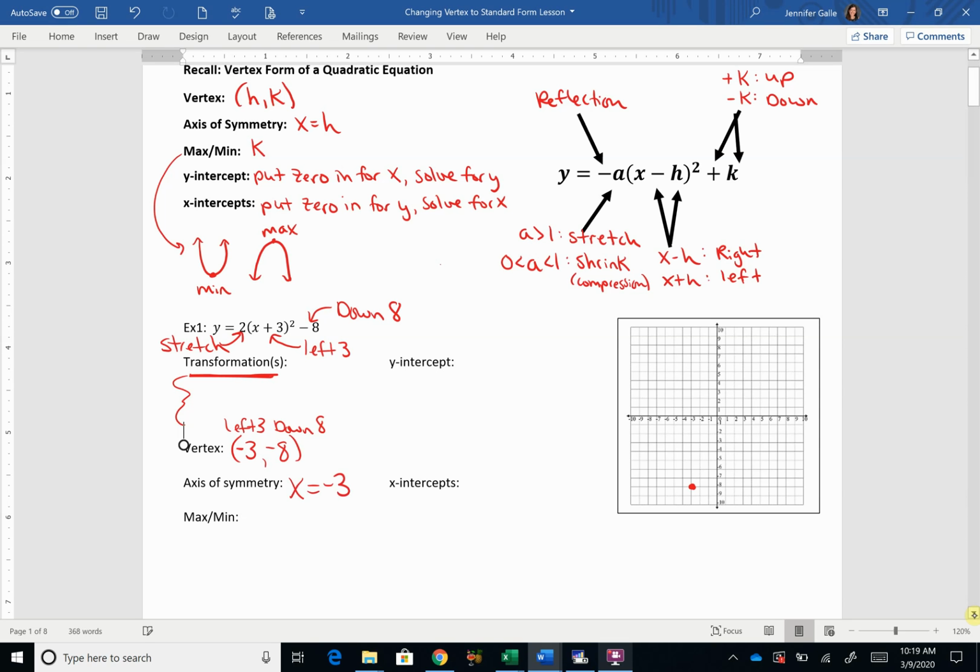Negative 3. Yep, it's always the x value. So the negative 3 from our vertex is the negative 3 for our axis of symmetry.